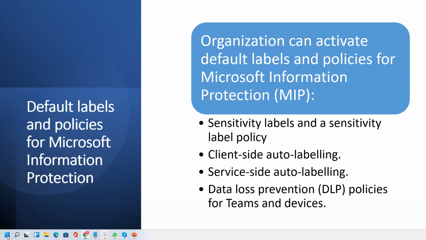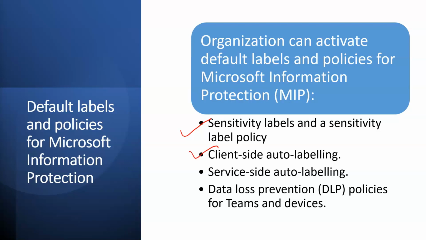If we talk about which default labels and policies are available, there are a few sensitivity labels and sensitivity label policies, client-side auto labeling, service-side auto labeling, and a few data loss prevention policies for Teams and devices. These are the policies and labels which are available by default. The default sensitivity label policy will make the labels available for users to start labeling their documents and emails with the sensitivity labels. The default client-side auto labeling configuration will automatically start recommending users to apply sensitivity labels when the solution detects credit card numbers in the documents or emails users are working with.